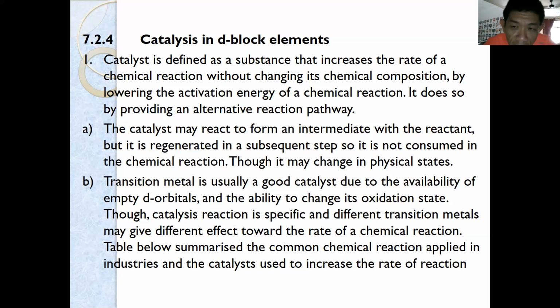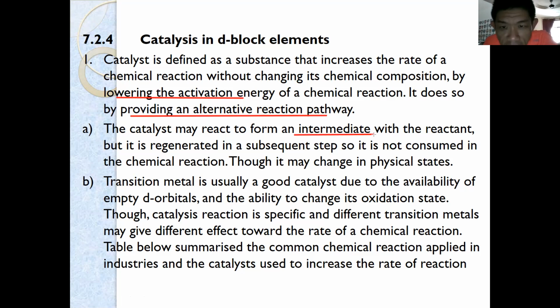Okay, so let's go to the last chemical property of a transition element, which is catalysis in the D block element. Okay, what is actually a catalyst? So a catalyst is defined as the substance that increases the rate of reaction without changing its chemical composition. How does it do it? It does it by lowering the activation energy of the chemical reaction and by providing an alternative route or alternative reaction pathway. Okay, so a catalyst may react to form an intermediate.